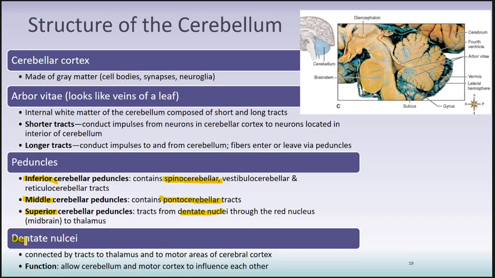The dentate nucleus is an important pair of cerebellar nuclei, and there's one in each hemisphere of the cerebellum. There are tracts that connect these nuclei with the thalamus and with the motor areas of the cerebral cortex. So by means of these tracts, cerebellar impulses can influence the motor cortex of the cerebrum.